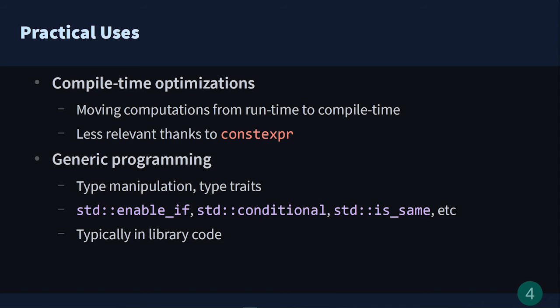Now, this all looks like a neat trick, but you might be asking if this is actually useful in practice. In the past, template metaprogramming was used to evaluate various optimizations, such as unrolling loops, moving computations of constants from runtime to compile time. However, more recent features of C++, such as the constexpr keyword, have made template programming obsolete in this area.